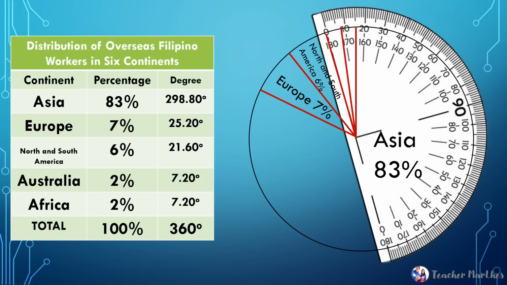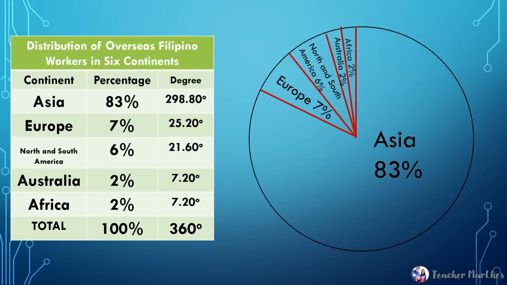And we will label. So, since Africa na lang ang natitira, so ibig sabihin, ang natirang part ay for Africa. Then, we need to label Australia with 2% and Africa with 2%. Ayan, 2%, then 2%. And don't forget to put the title of the pie graph. So, distribution of overseas Filipino workers in 6 continents. So, this is the pie graph or the pie chart para sa distribution of overseas Filipino workers in 6 continents.